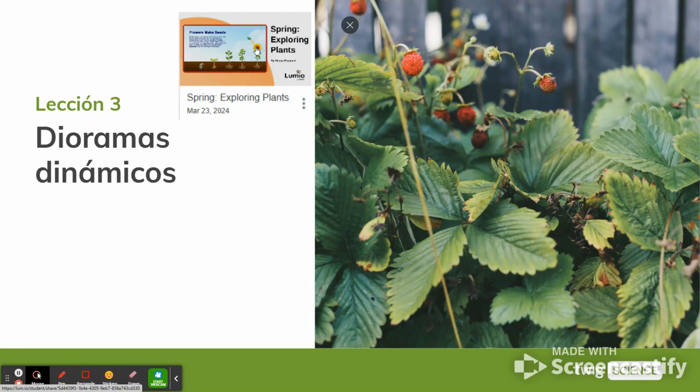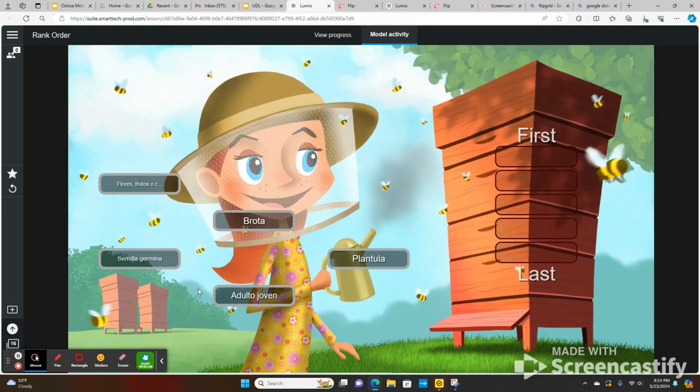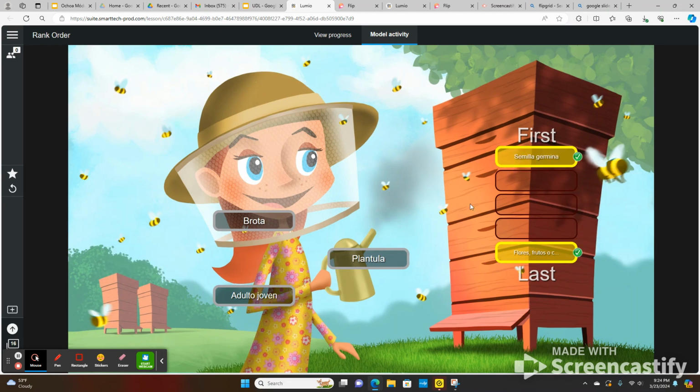Here are more interactive games. So we read in English as well, but here you could see that it says first and last. The phrases are actually in Spanish. It says flowers. That would be the last thing. Flores, frutos, o conos. And then the beginning would be the seed germinates, right?